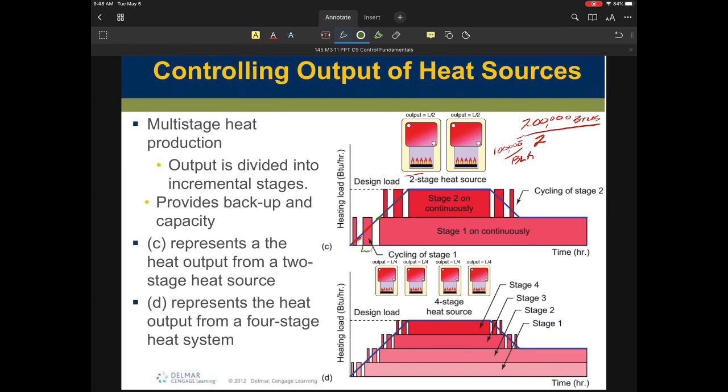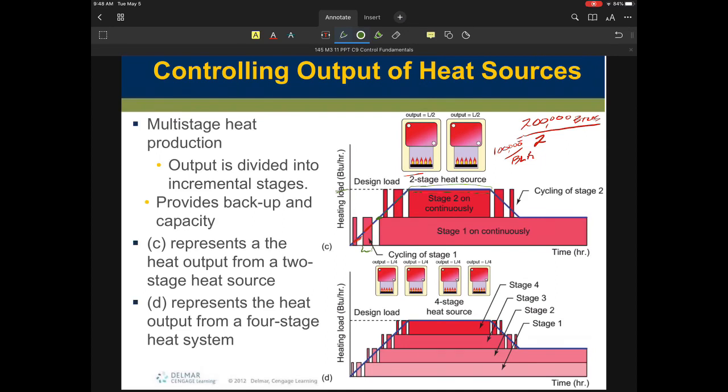At this point, this is an ideal situation where our boiler is providing 100% of the demand, and it's going to stay on all the time. Boiler 2 will then just kick on and off as needed, just to try to satisfy and maintain that building load. And then when you're at the full building design load, which isn't that common, then stage 2 and stage 1 are both going to be on.